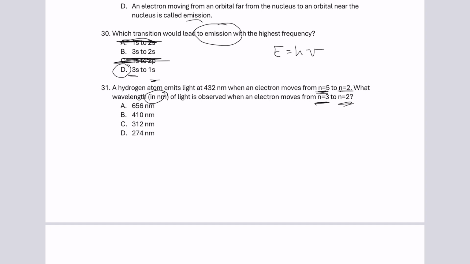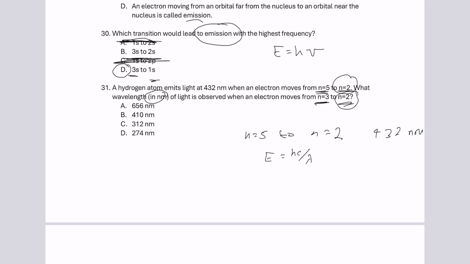So this question refers to the Balmer series because we're going from a higher energy level back down to n equals 2. The given information states that the n equals 5 to n equals 2 transition emits light with a wavelength of 432 nanometers. And that means it has a certain amount of energy. Energy and wavelength are inversely related, and we can tell through this equation right here. As energy increases, wavelength decreases, and vice versa.